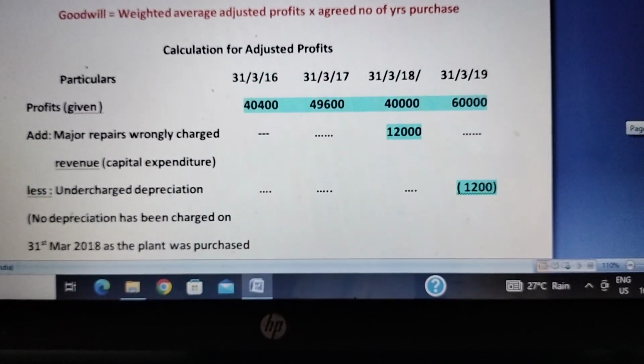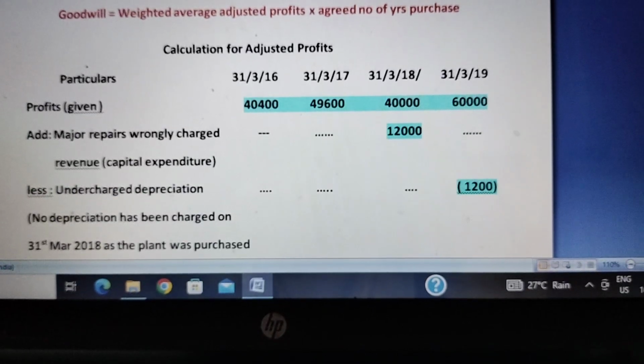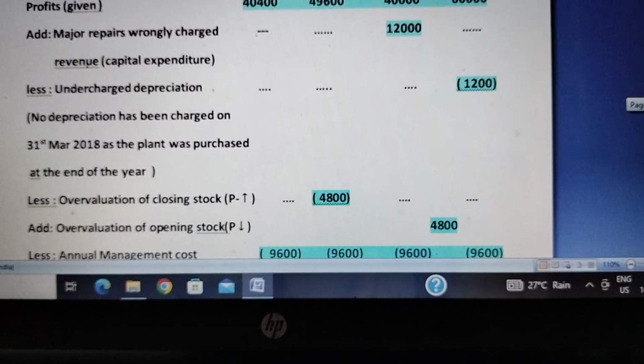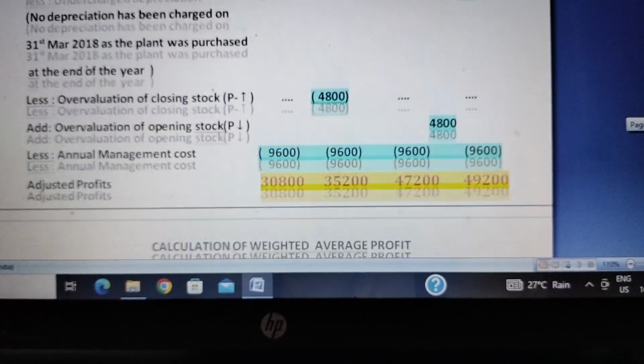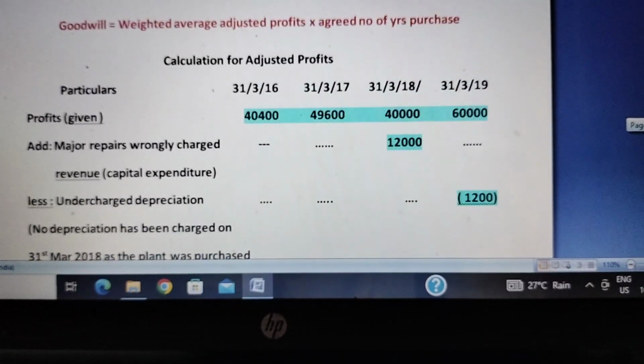Now the other important thing is that the closing stock for the year 31st March 2017 was overvalued by 4,800. See, when the closing stock is overvalued, its effect is that it would increase the profit. So overvaluation of closing stock will definitely increase the profit. Its effect is the profit will be increased. So in order to get adjusted profit, we have to deduct, because it has unnecessarily increased the profit. So we are deducting overvaluation of closing stock from 2017.